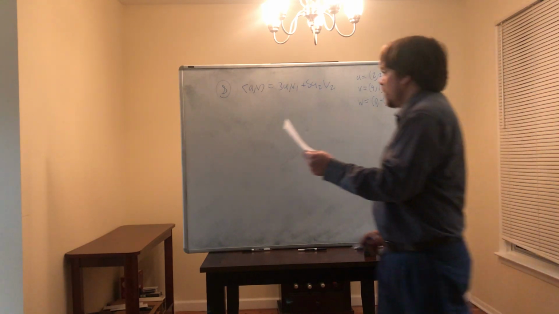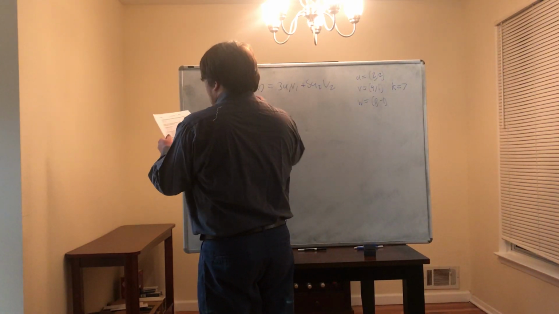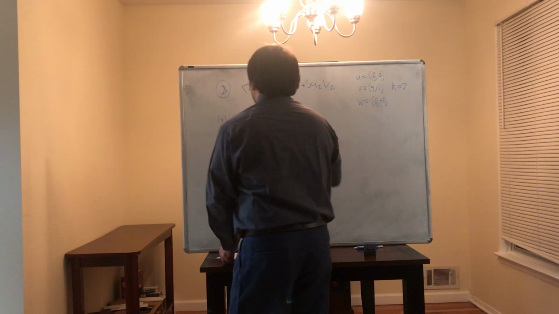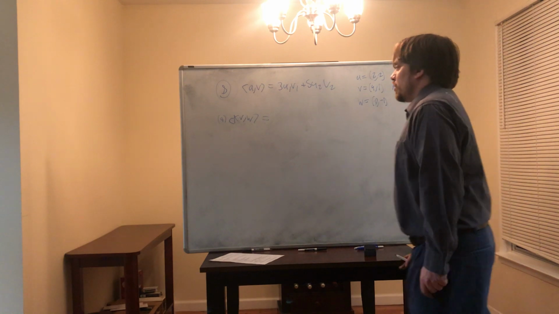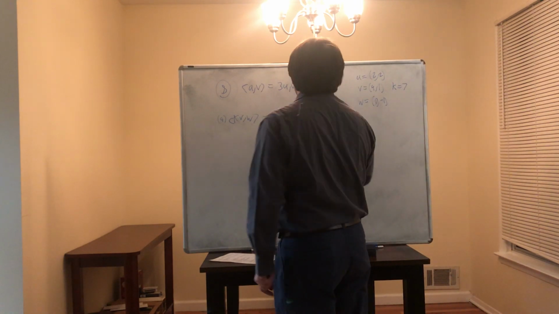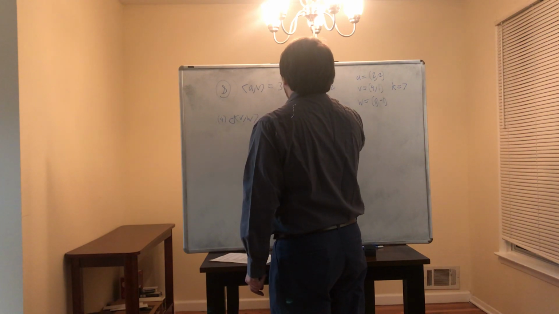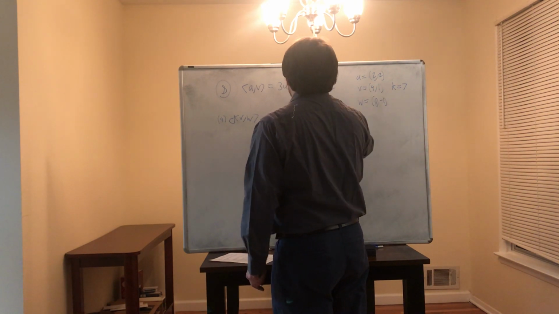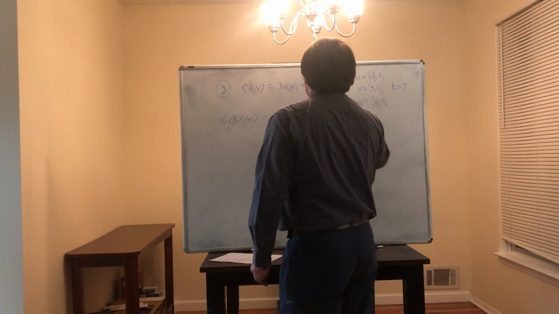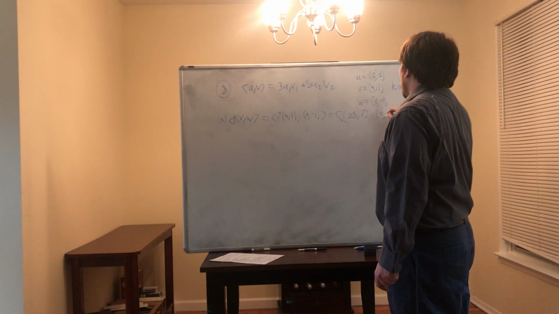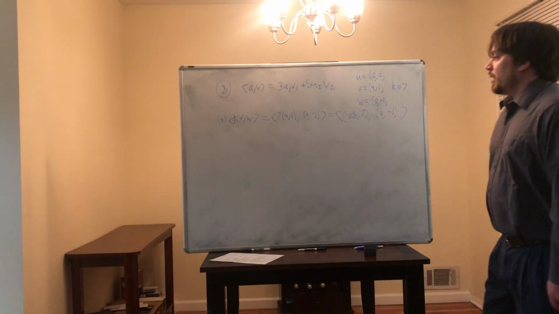Compute the stated quantities. So for part A, it says find the inner product of kv and w using that. So that means it's the inner product of 7v, which is 7 times 4 comma 1, and the vector w, which is 0 comma negative 1. That's the inner product of the vector 28 comma 7 and 0 comma negative 1.